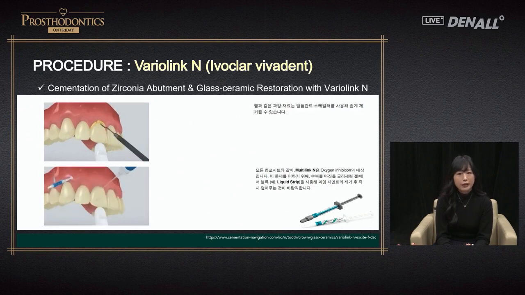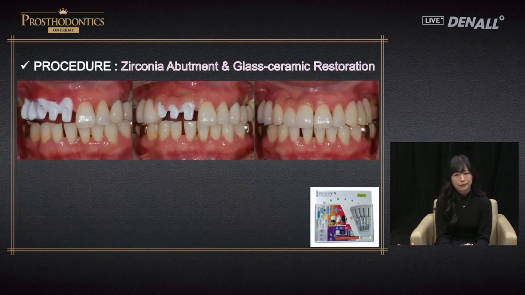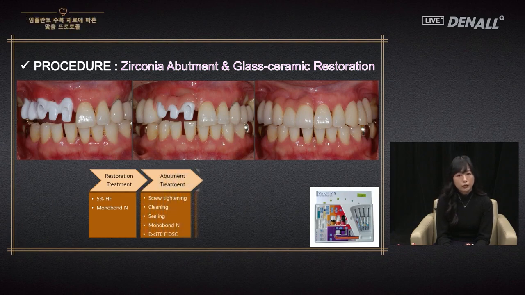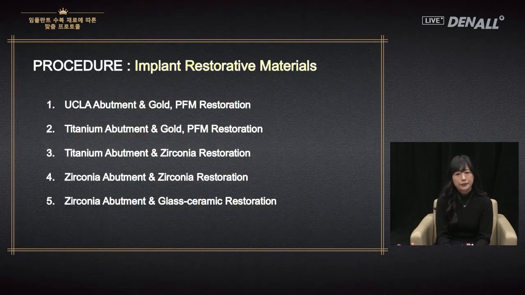Remove excess cement and apply liquid strip on the margin. After curing, check aesthetics, occlusion, and marginal fitness and do final polishing. To summarize, on glass ceramic restoration, etch using 5% hydrofluoric acid. Monobond N is applied. Place zirconia abutment, clean and seal. Monobond N and Excite DSC are used for surface treatment. Isolate abutment and using Variolink N dual curing method is used for final fitting.